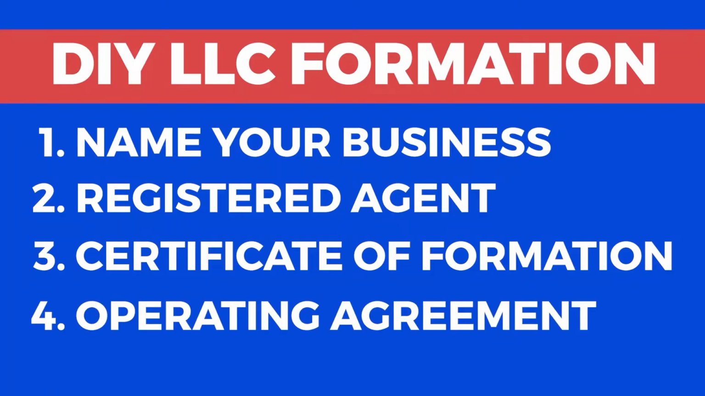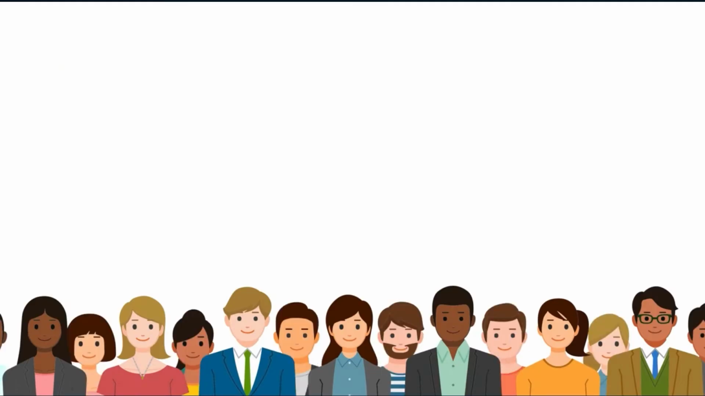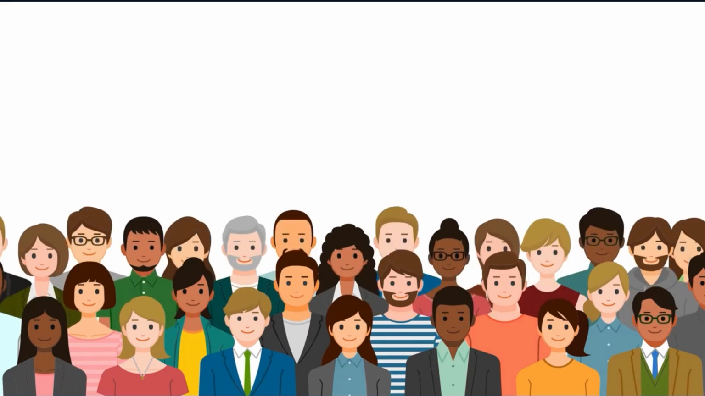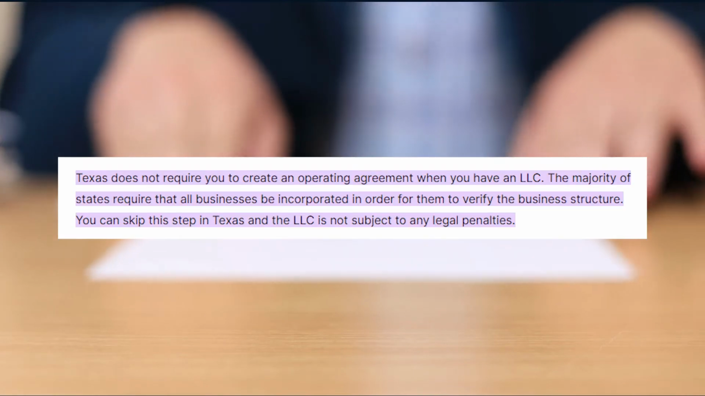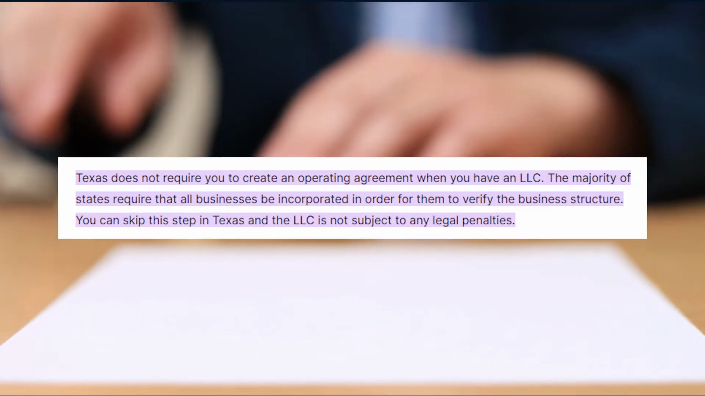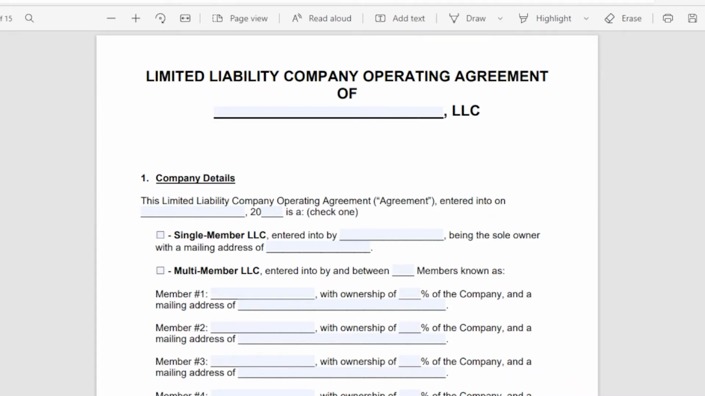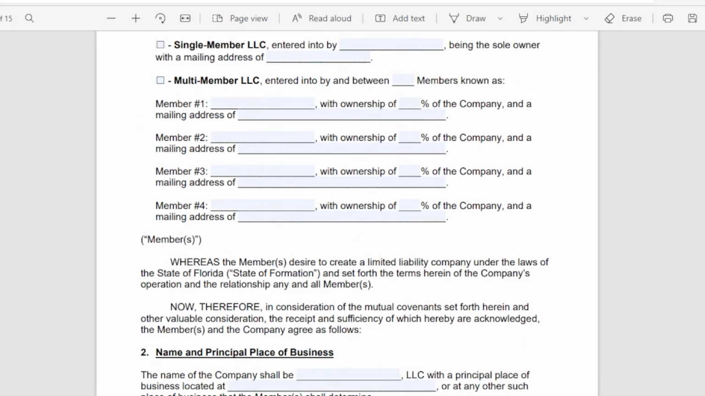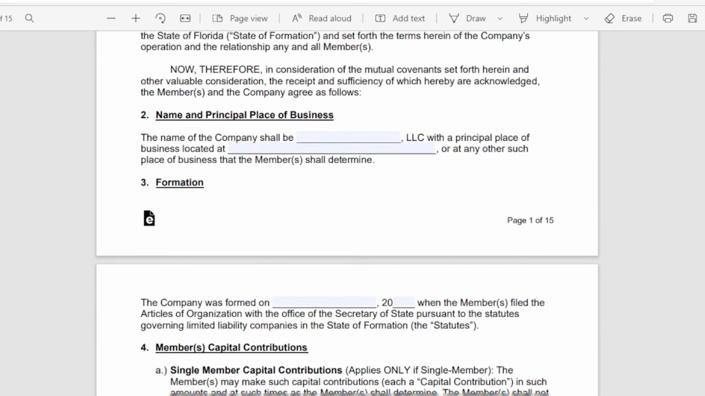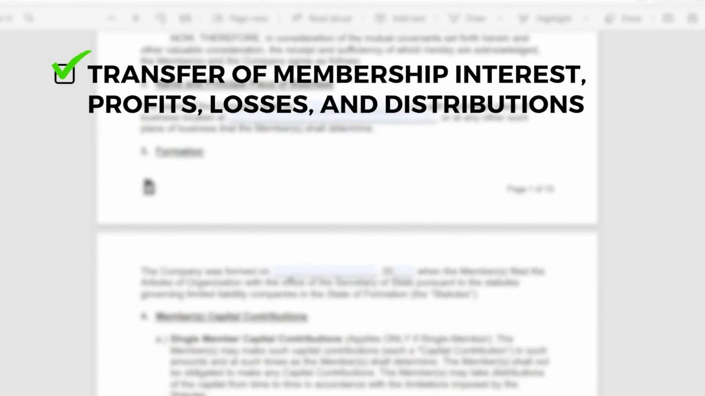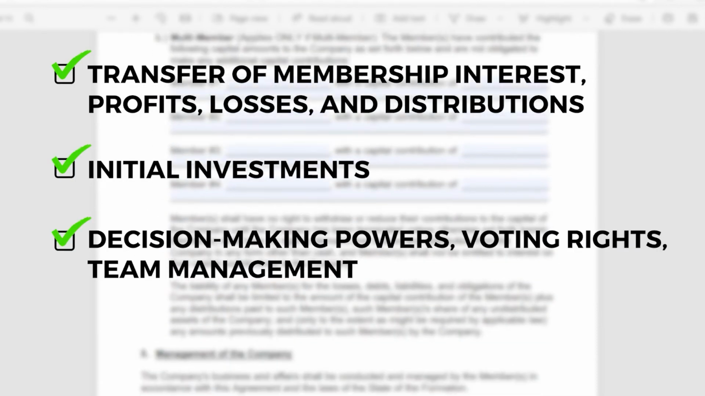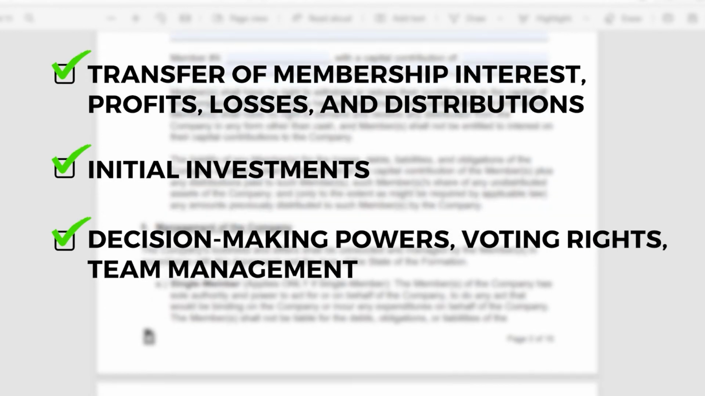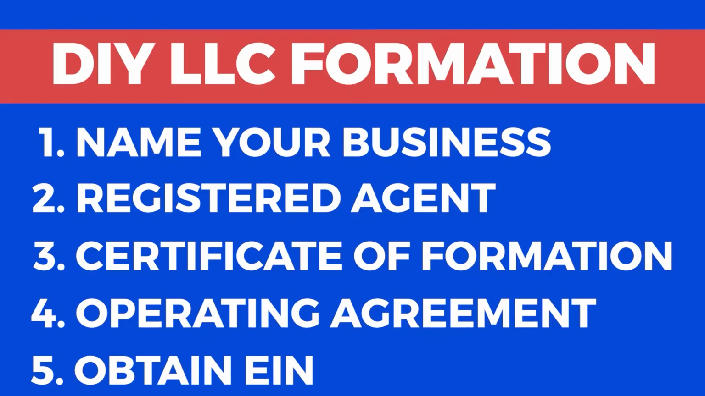Step 4. Preparing an operating agreement. Now, an operating agreement is a good idea to have in place with the other members if your LLC has more than one member. Although a limited liability company operating agreement is not required for Texas, your operating agreement should clarify how your company or business will handle big picture issues. These include the transfer of membership interest, profits, losses, and distributions, initial investments, decision-making powers, voting rights, team management, and lastly, dissolving the business.